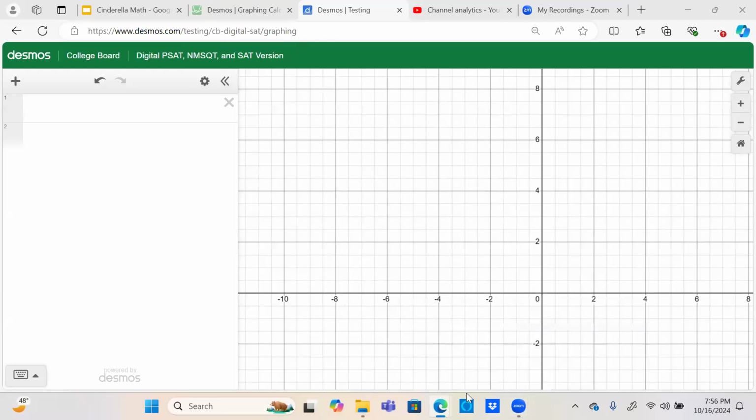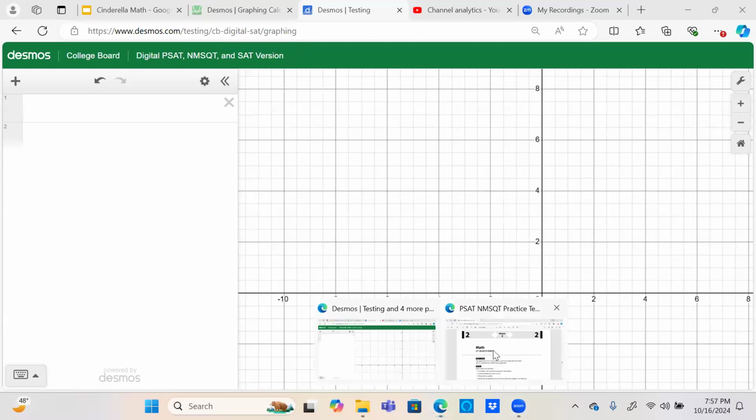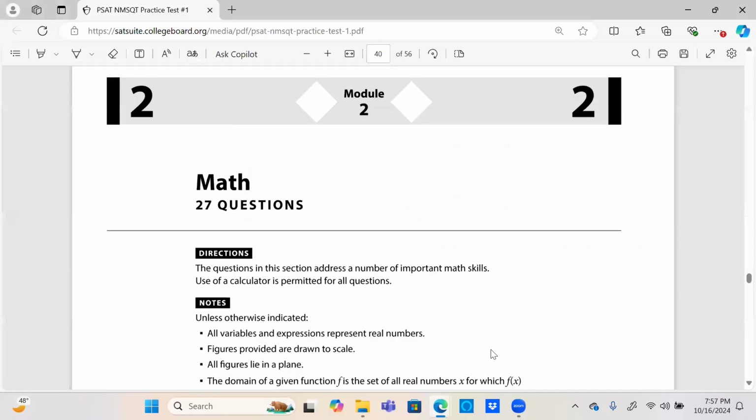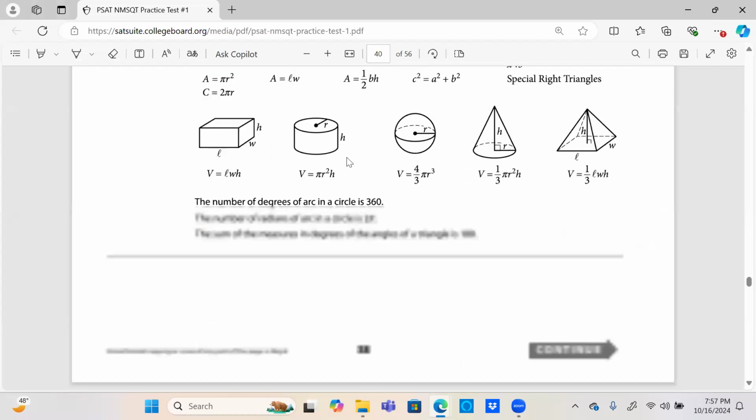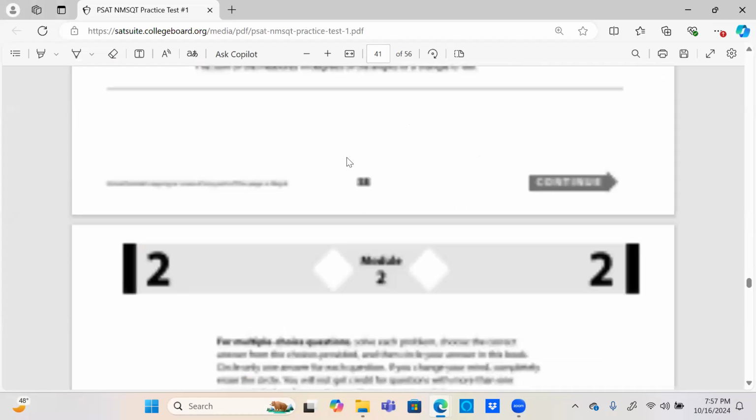All right, let's get back into the test. So yeah, this is module 2. We do have a formula sheet. It's mostly geometry, so if we need that, it is there for us. Then we'll jump right in.